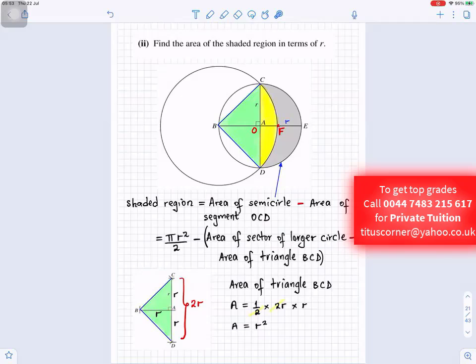So this is the sector of the larger circle, and triangle BCD is the green one. So the area of triangle BCD, colored in green there, is half times the base, which is R plus R, which is 2R, times the height, which is R. So the 2 and the 2 cancel. R times R gives you R squared. So the area of that green triangle is R squared.